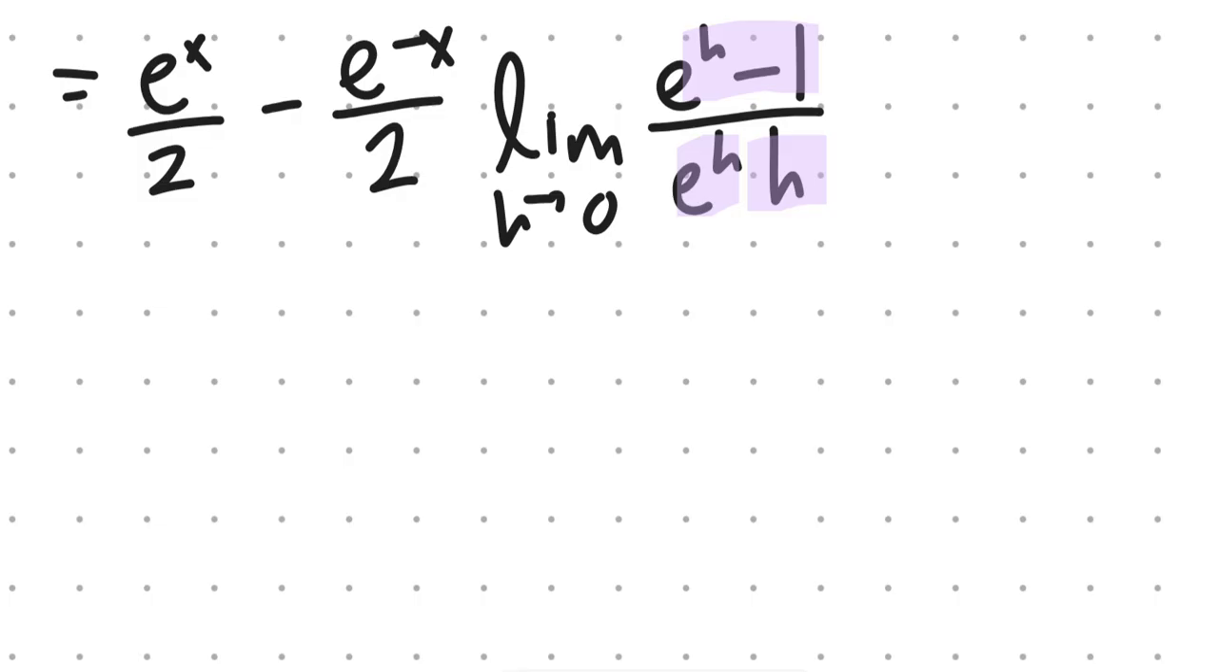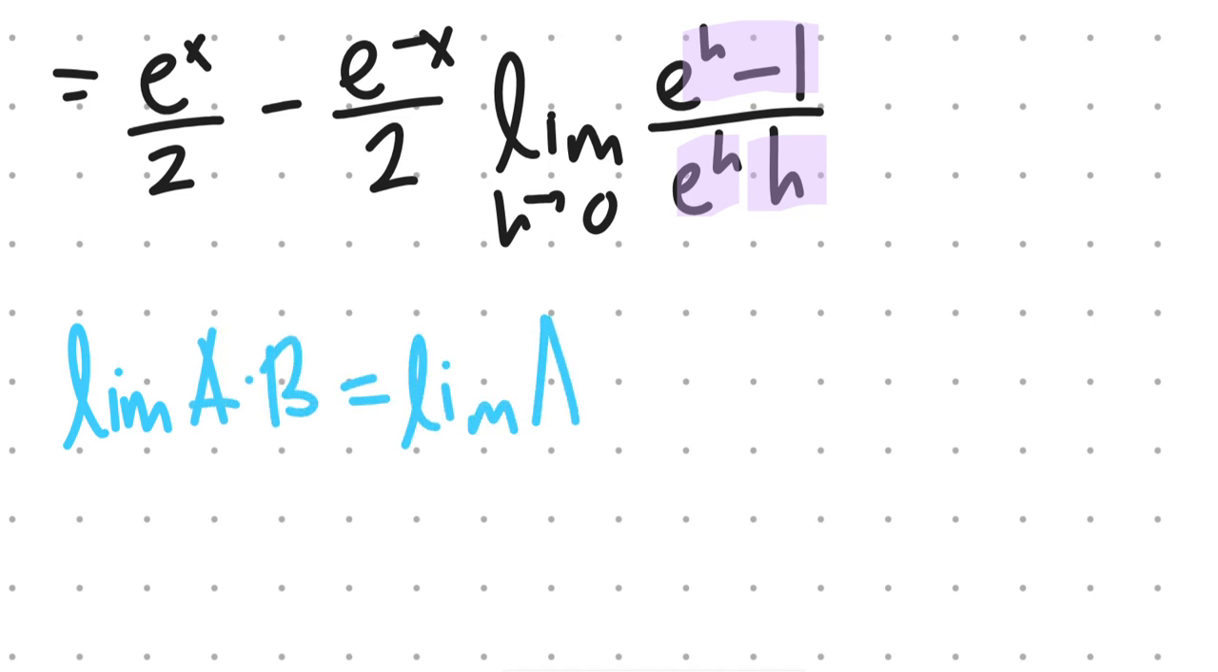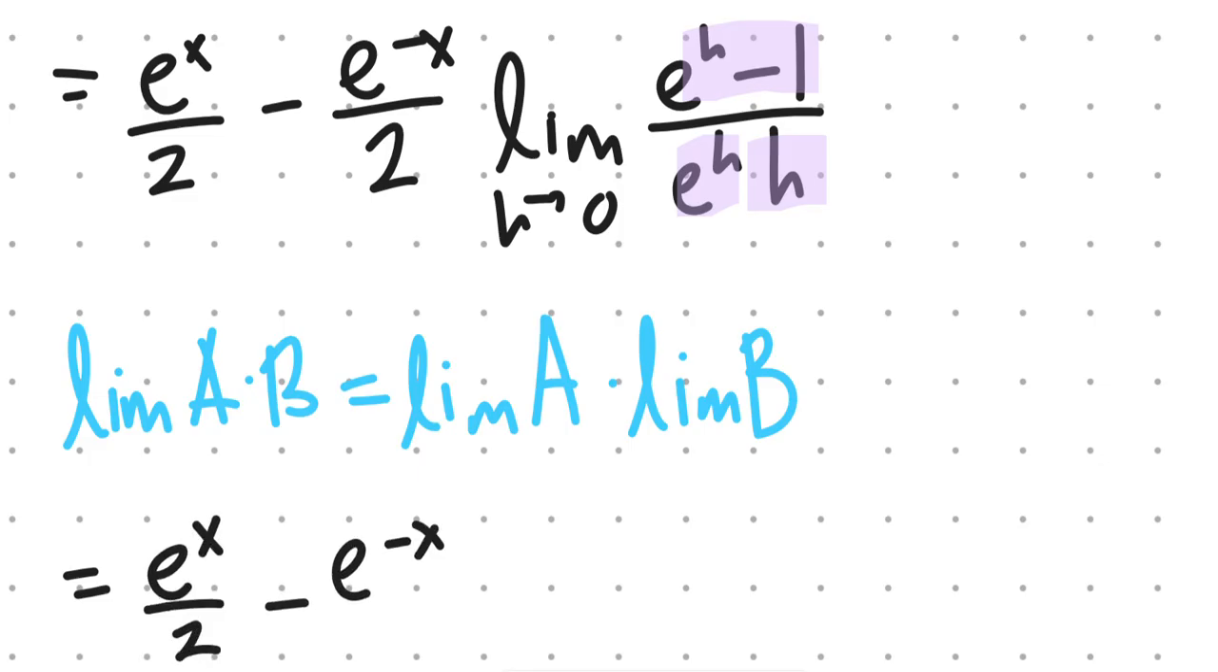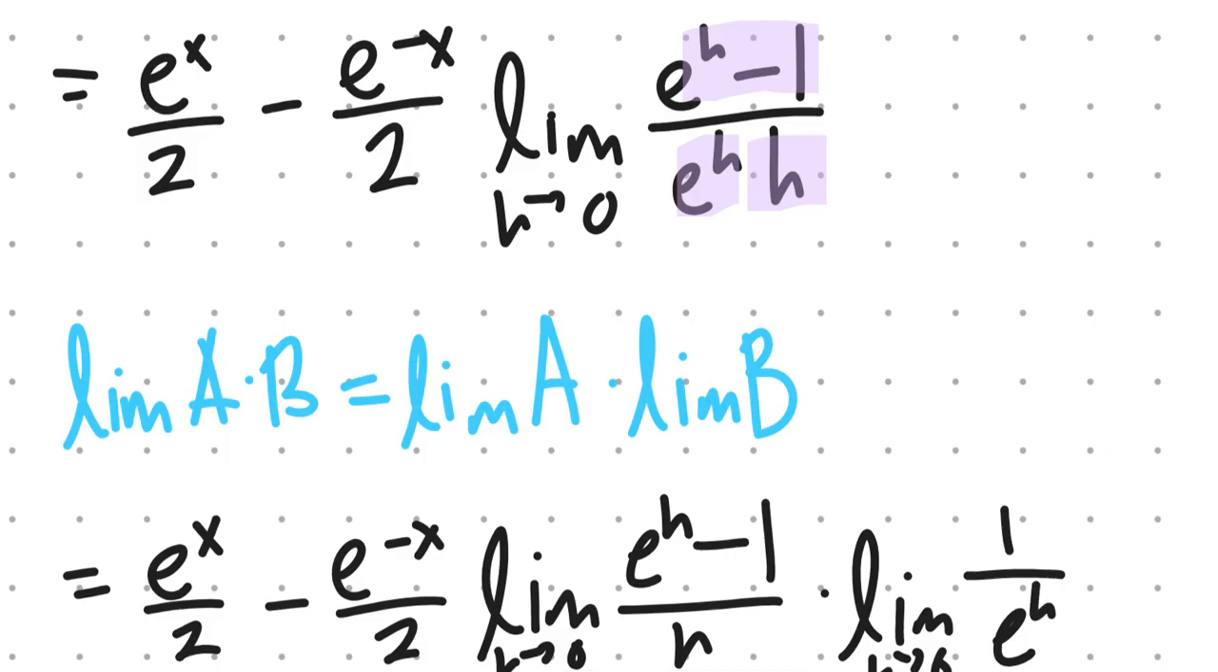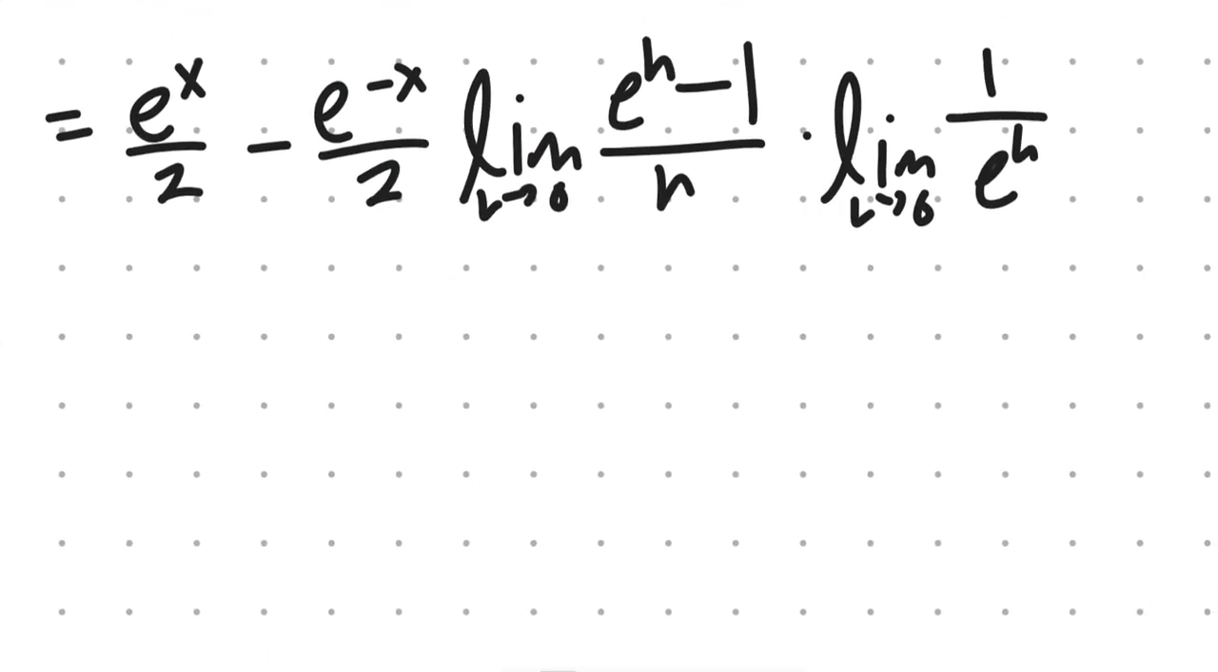So we just want to split it up into 2, and we can do it because we have a limit rule stating that the limit of a times b is equal to the limit of a times the limit of b. Which means that we have e to the x over 2 minus e to the negative x over 2 times the limit as h approaches 0 of e to the h minus 1 over h times the limit as h approaches 0 of 1 over e to the h. And the limit of 1 over e to the h is equal to 1. And this is also equal to 1.